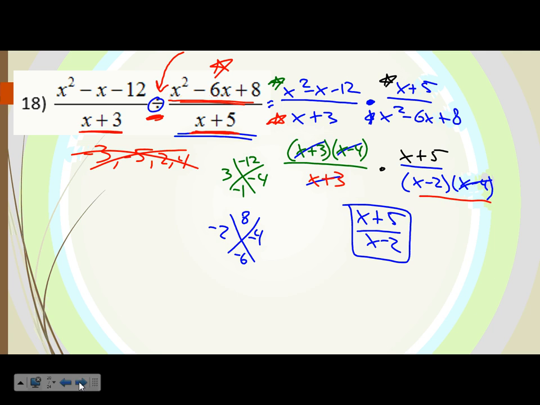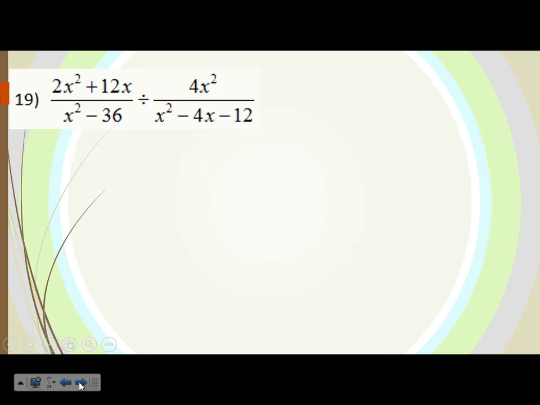Now, if you're wondering when to find excluded values and when not to, I will specifically tell you in the instructions. In the instructions, it'll say find all excluded values or find all the restrictions on the variables. I will never just have you do it on your own. You can hold me to that. If I count you wrong and it didn't say so in the instructions, let me know. I'll fix it.